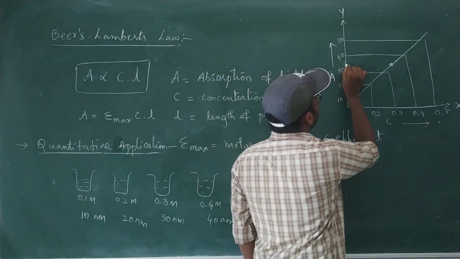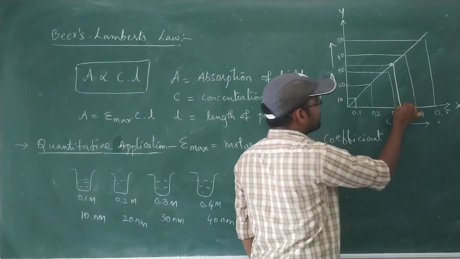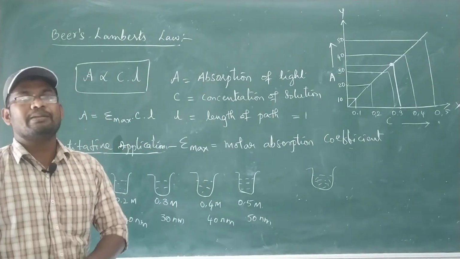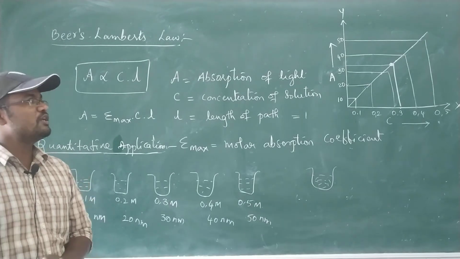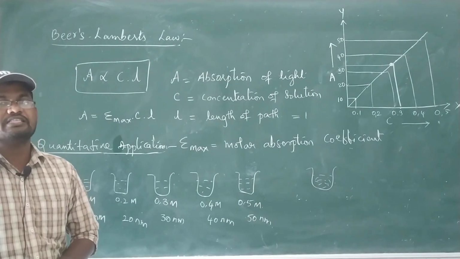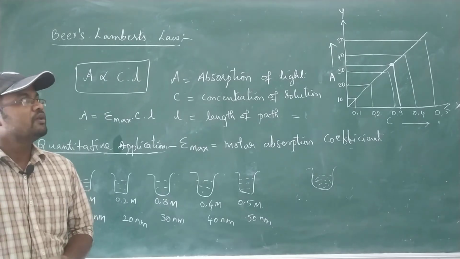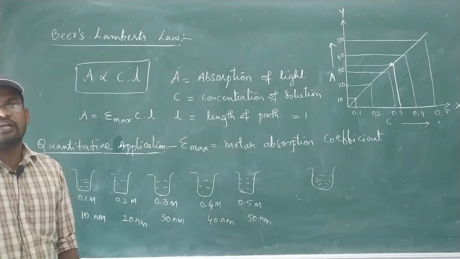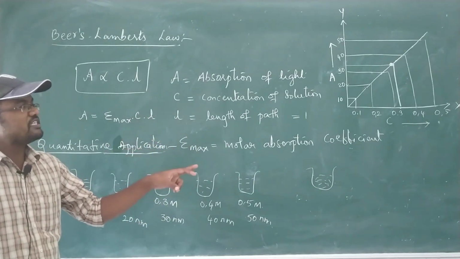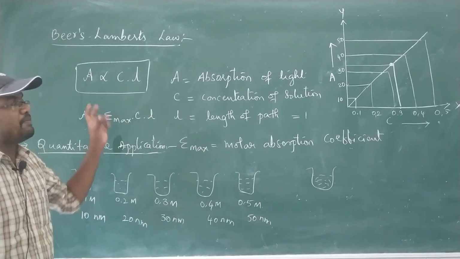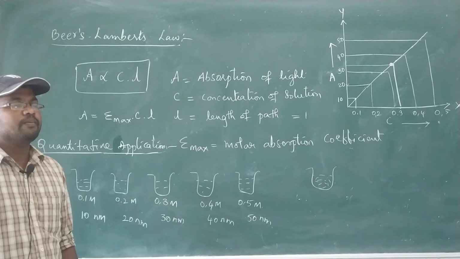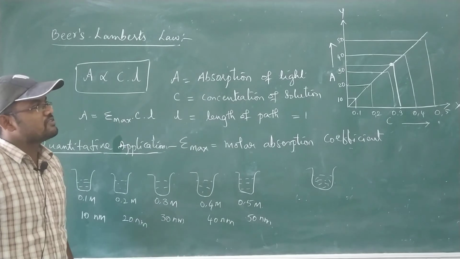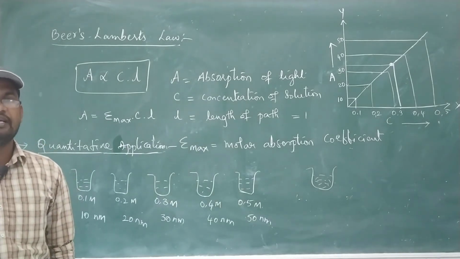So the value 35 gives a concentration of solution in between 0.3 and 0.4, like 0.35 or 0.36 or 0.34, etc. So this is the process. The process is useful to calculate the concentration of an unknown solution with the help of Beer-Lambert's law in a spectrophotometer or colorimetry experiment. This is Beer-Lambert's law and its quantitative application. Next we will see the dissociation constant of a weak acid.